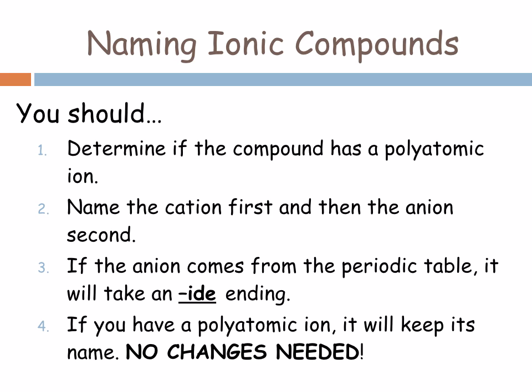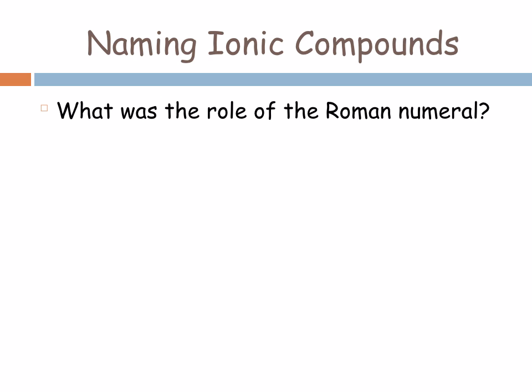If the anion comes from the periodic table, you just take out the last few letters and replace them with -ide. So chlorine is chloride, fluorine is fluoride, boron is boride. And if you have a polyatomic ion, it keeps its name, you don't change that. You don't turn nitrate into nitride, because nitride is just nitrogen. We're going to see some examples of this after this video, so don't worry about that.